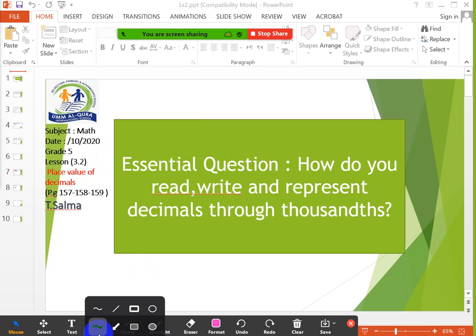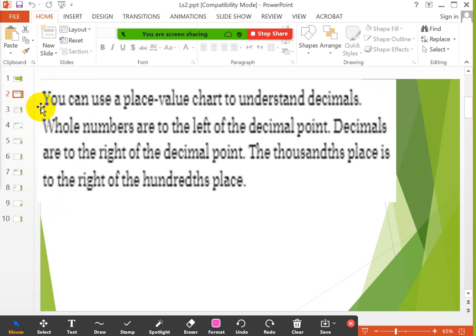And you remember we talked about this lesson, I think, on whole numbers, on 3-digit numbers or 4-digit numbers. But today we will talk about the digits after the point. So let's start. You can use a place value chart to understand decimals. So you remember the place value chart, and today we will use it with 4 digits after the decimal point.